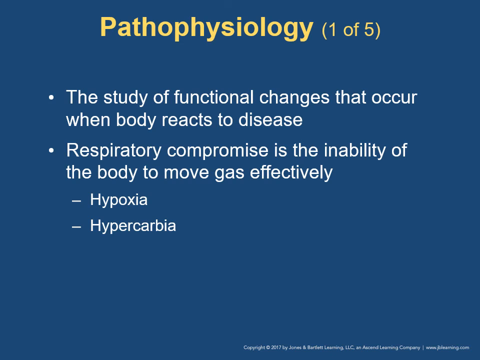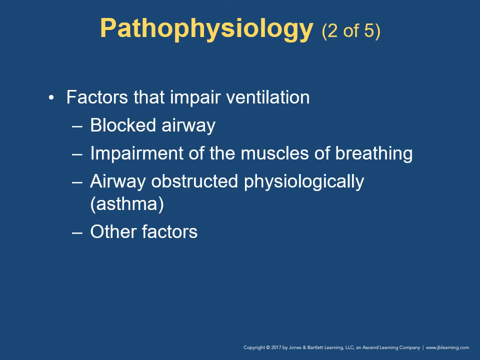Respiratory compromise is the inability of the body to move gas effectively. This can lead to hypoxia, which is a decreased level of oxygen in the body, or hypercarbia, which is an elevated level of carbon dioxide in the body. Factors that can impair ventilation are a blocked airway, impairment of the muscles of breathing, if the airway is obstructed physiologically, such as in an asthma attack, or numerous other factors, such as drug overdose, trauma to the chest wall, or an allergic reaction.